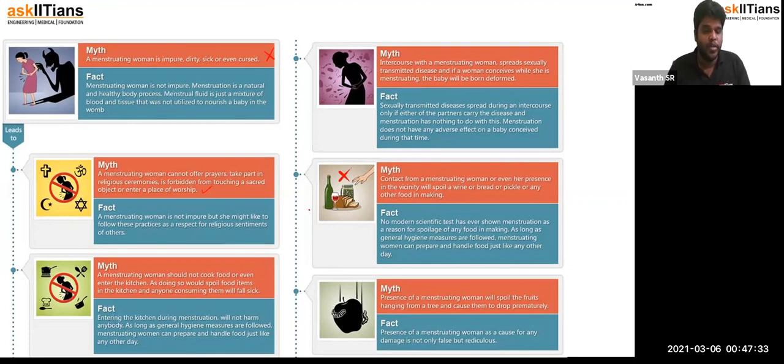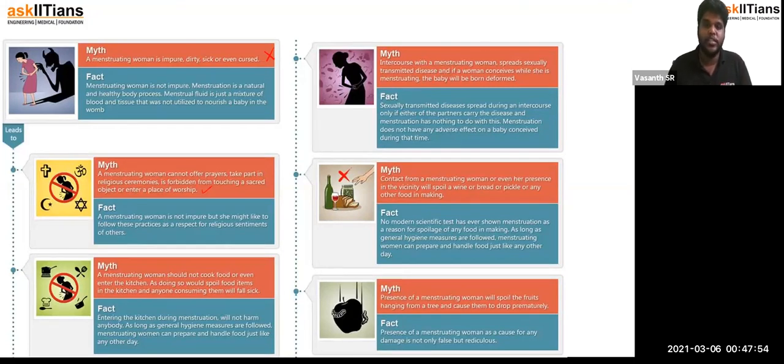So menstruating women should not cook food or even enter the kitchen, as doing so would spoil food items. It's just that their hygiene is questioned, in a nutshell. Nowadays hygiene is preferred and already taken care of, so that is one reason why that's a myth.